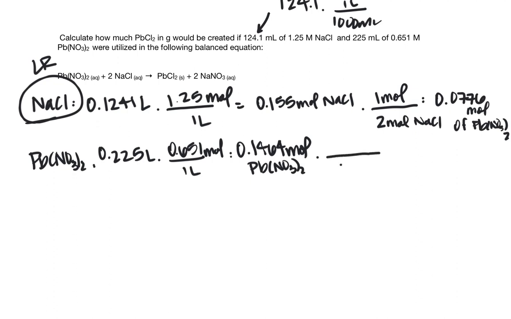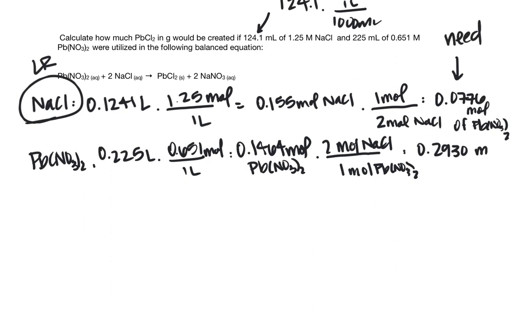So for every 1 mole of Pb(NO3)2, we need 2 moles of NaCl, and this tells me that we have 0.2930 moles of NaCl. And if we compare this to what we have of 0.15, we can see that we need more than we have. So sodium chloride is our limiting reactant.